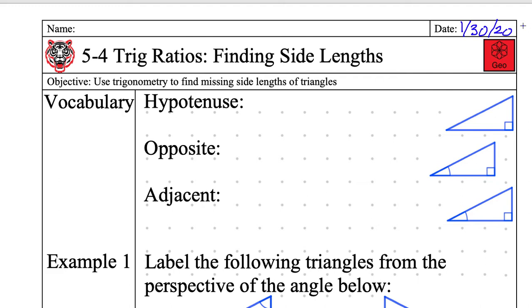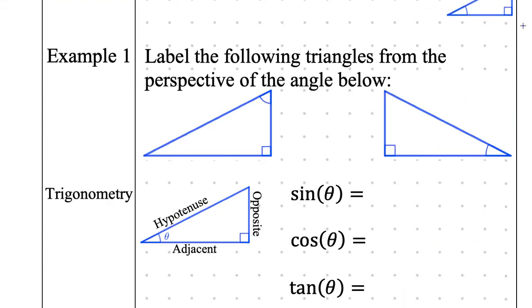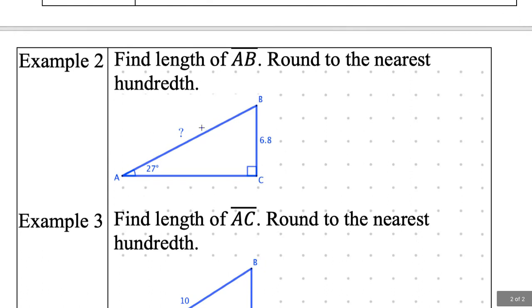But let's go ahead and define some things. Before we do that, our objective today, Julian. Use trigonometry to find missing side lengths of a triangle. Exactly. So if you can do the objective, that means you can do these problems where I say, hey, I give you an angle, I give you a length, and you need to find that length. And you're like, wait, that's not a special right triangle.